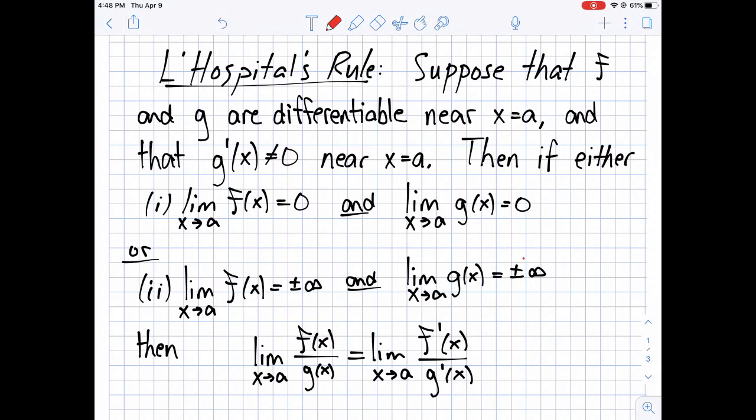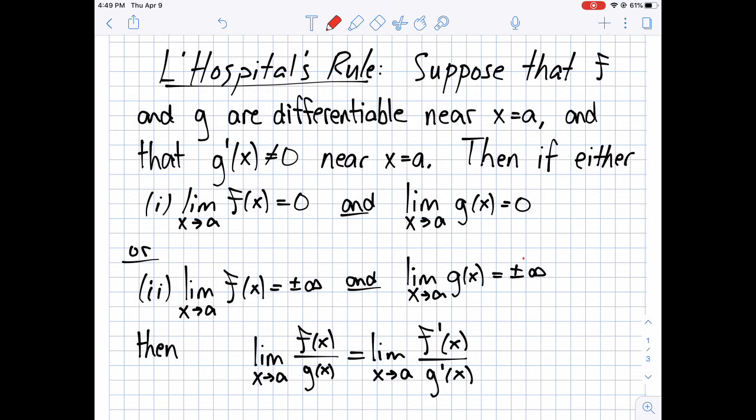Okay, so we're going to talk a little bit about L'Hopital's rule. And this is the formal statement of L'Hopital's rule. There are a few things I want to take a look at. First off, you need that your functions are both differentiable close to x equal to a. That's going to be important because we're doing the limit as x goes to a.